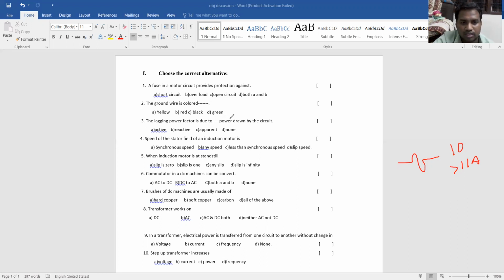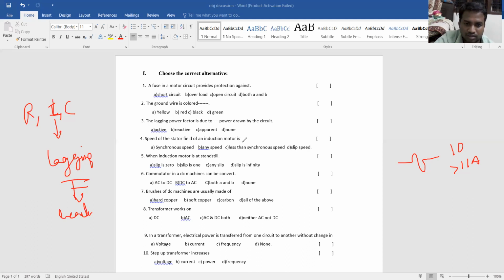Coming to the next third one, the lagging power factor is due to dash power drawn by the circuit. We know that you are having resistive load, inductive load or capacitive load, so RLC. For inductive load, it takes lagging power factor. Inductive means that case is reactive. So the answer is B.